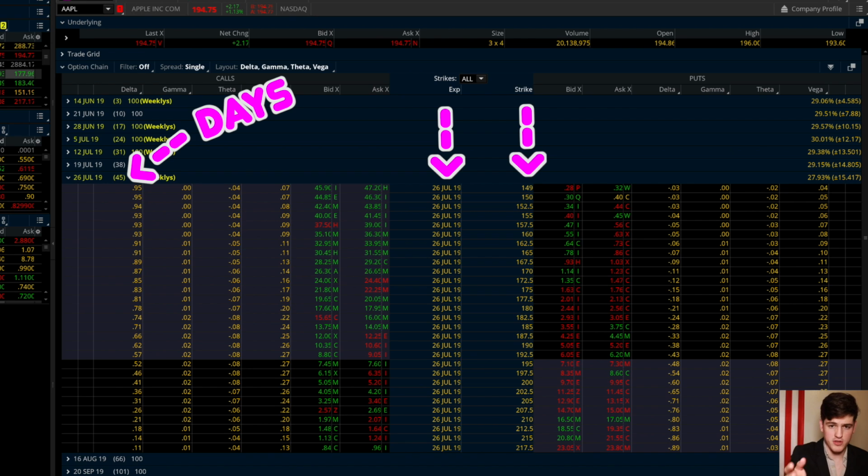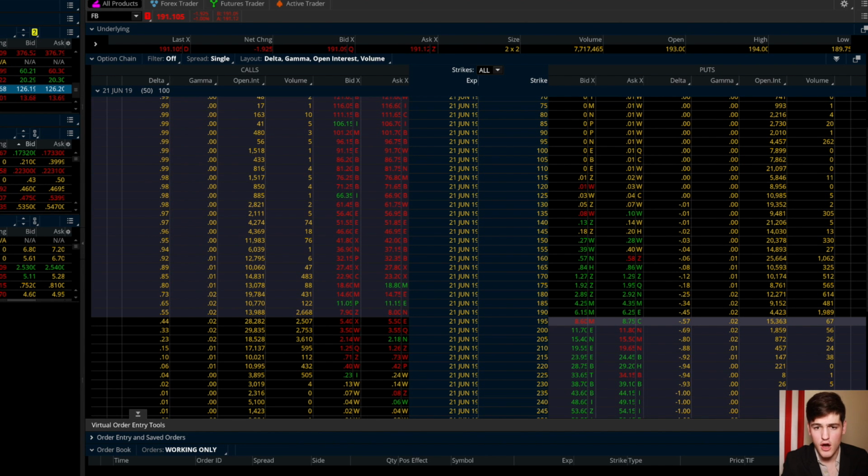So let's go into Options 102. So going further, here's our options pricing table. We have all of the different expiration dates, the Greeks, the buy and ask prices for both our call and put options, and we have our beautiful strike price.